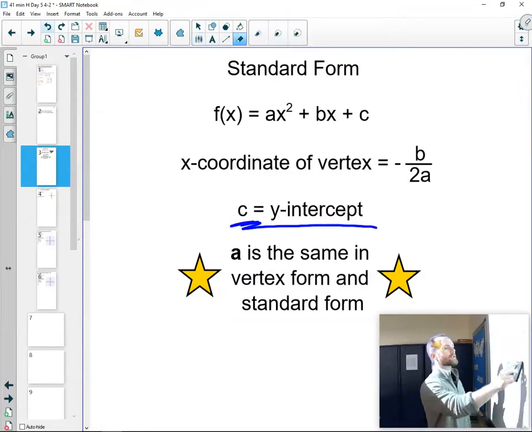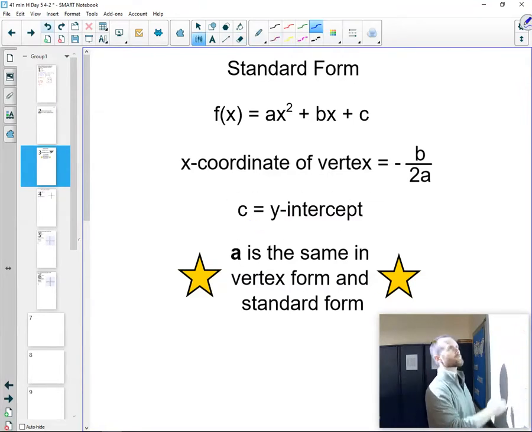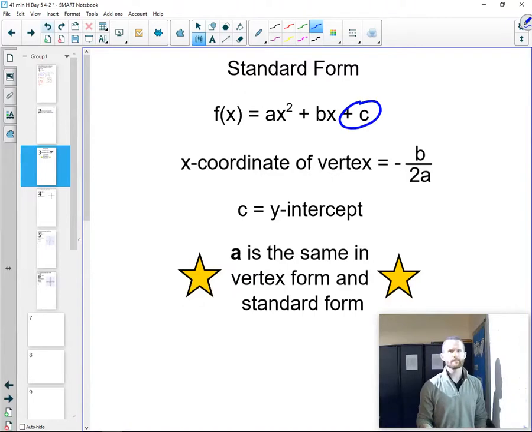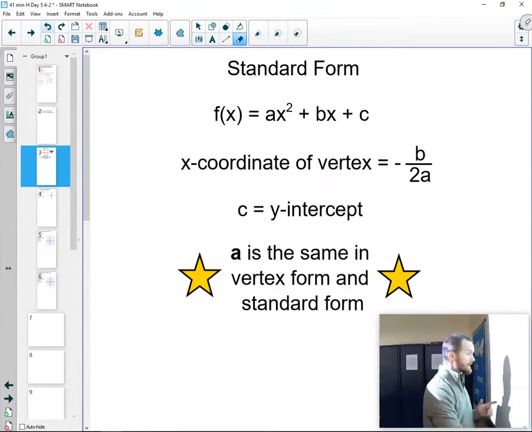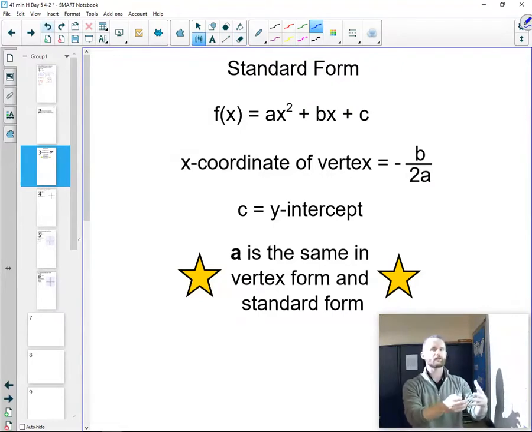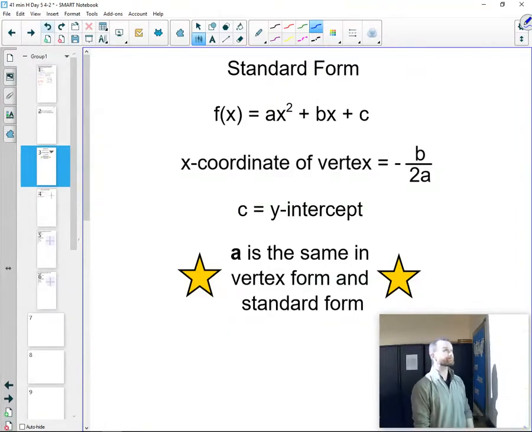That's the y-intercept. Now keep in mind, this constant right here, c, will only be the y-intercept if it's in standard form. If it's in vertex form, then what we're adding or subtracting outside is the k value. But since it's in standard form this time, c is the y-intercept. And we'll talk more about why that is on the next slide.